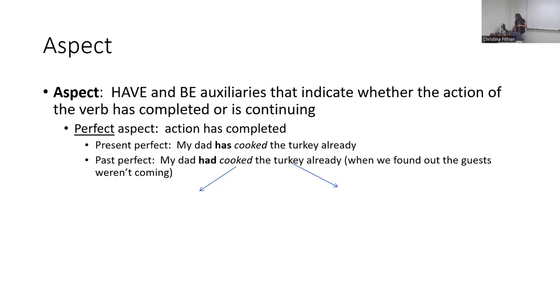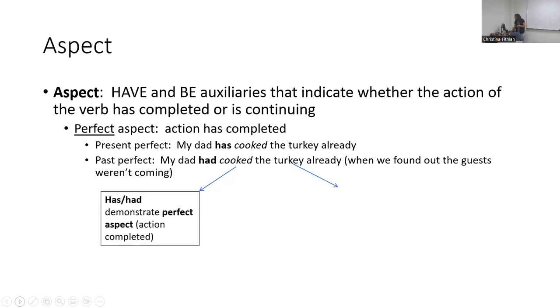Now, if I have past perfect, the same thing is happening, except that we're talking about an event that started and ended in the past. With present perfect, we're talking about an event that started maybe in the past, but it may continue into the present a little ways. Nevertheless, both of these have an endpoint specified. So has and had demonstrate perfect aspect. That is, the action is completed.